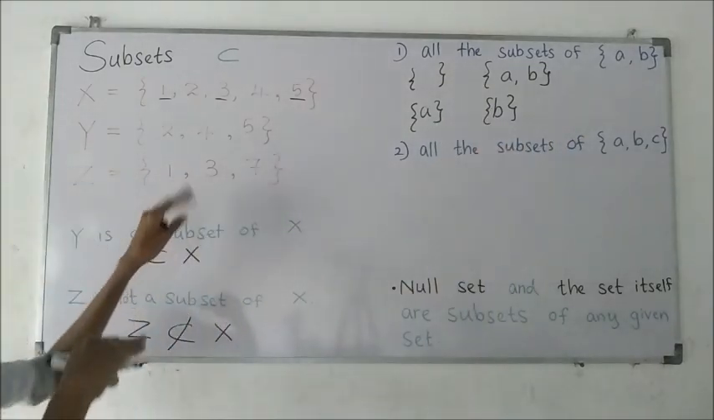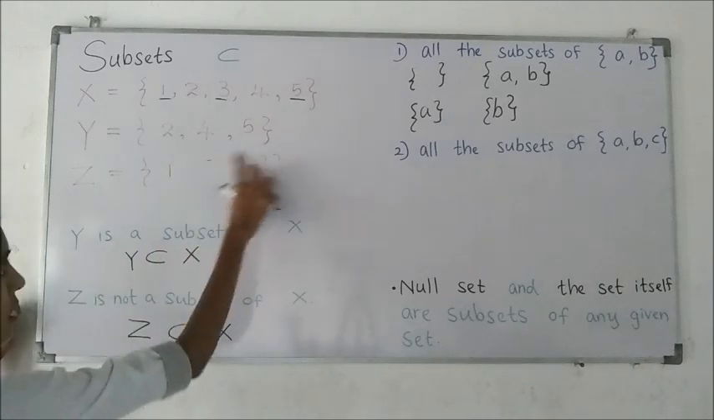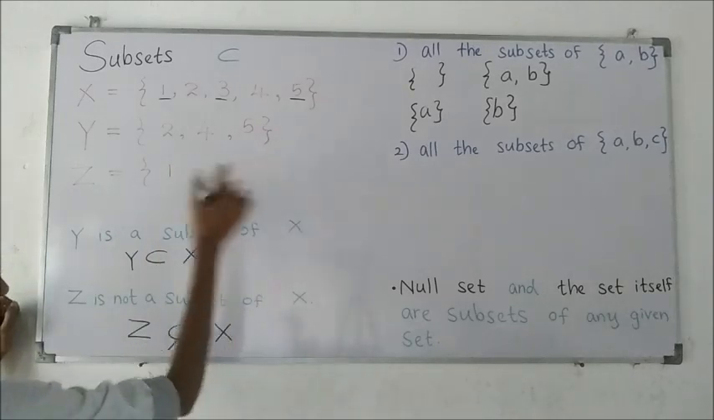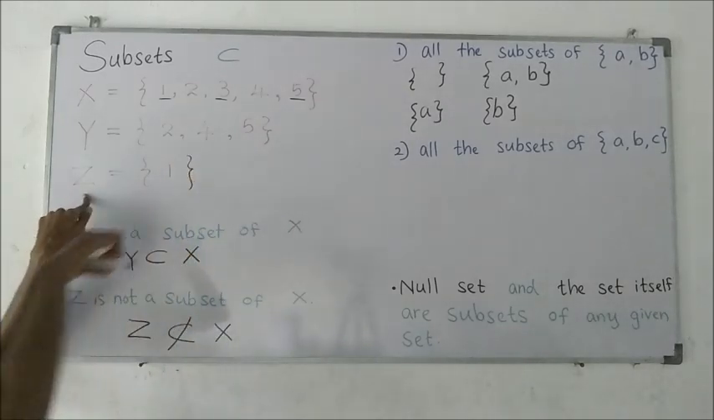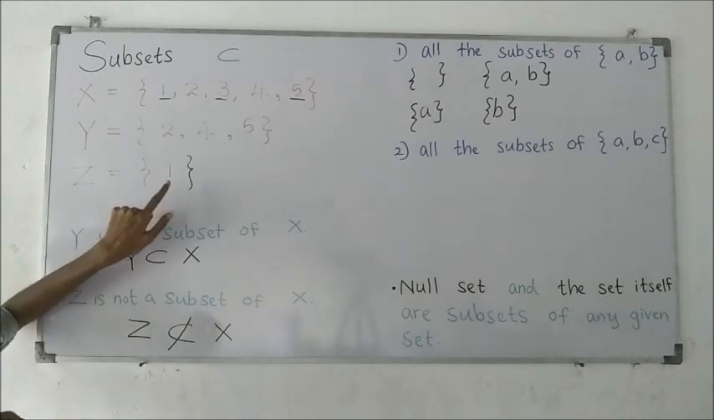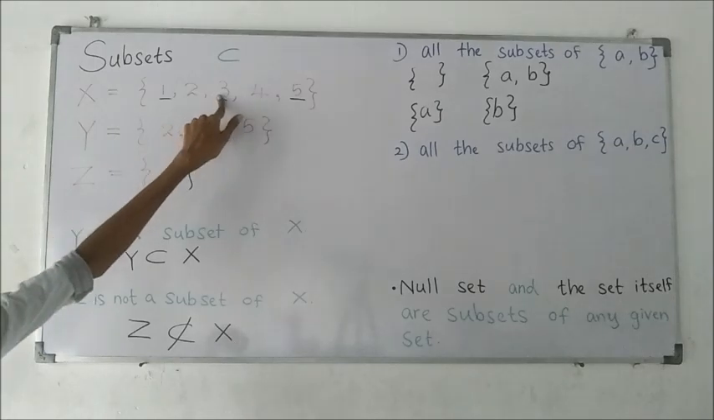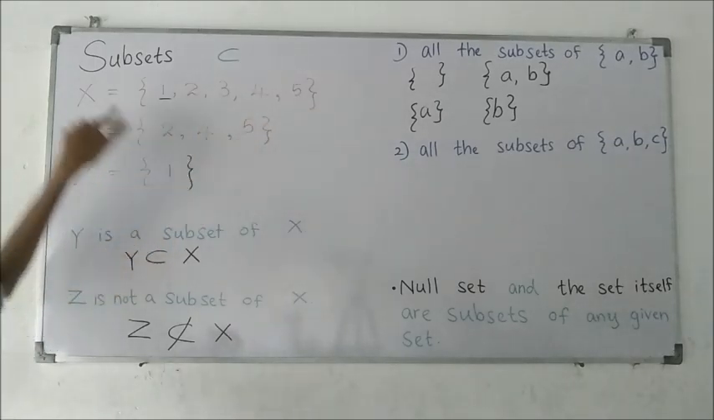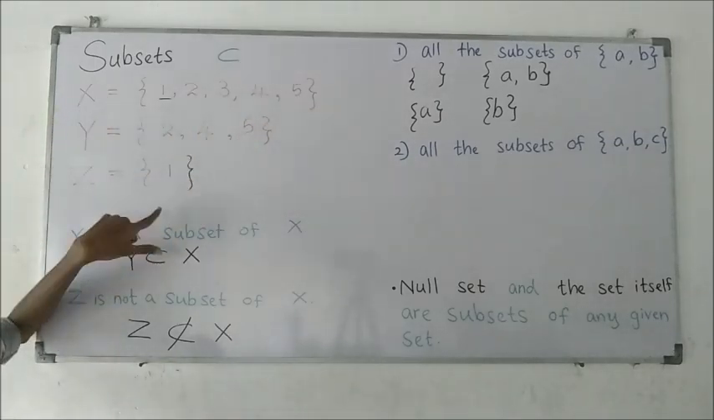Alright, okay. So for an example, if I am just writing here 1, the set Z is just only 1. Only 1 can be seen there. Yes, of course it is a subset. It is a subset of set X. Okay, at this time only.